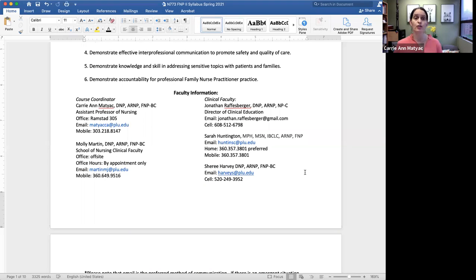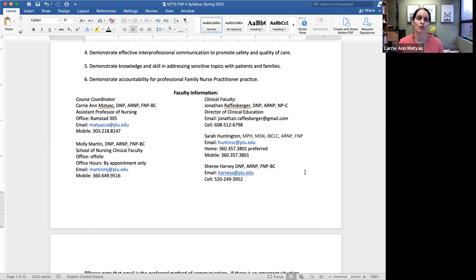Demonstrate knowledge and skill in addressing sensitive topics with patients and families. This encompasses anything from depression, anxiety, mental health disorders, to a new diagnosis of cancer, or doing a breast exam, doing an exam of the genitalia, checking the prostate, to talking about subjects like abuse, domestic violence, sexual abuse, rape, all kinds of things. So the gamut of sensitive topics.